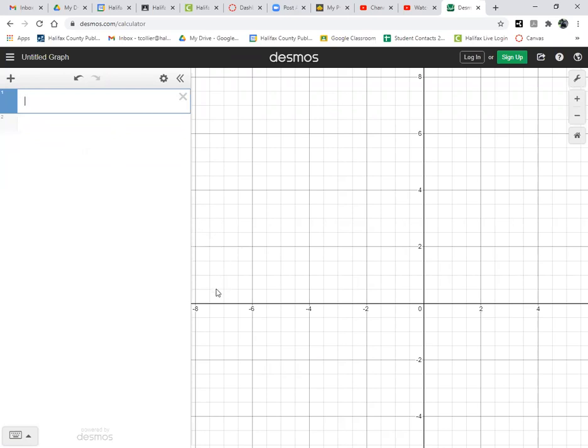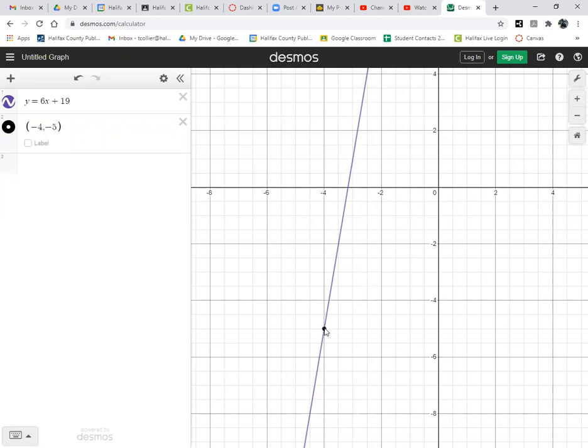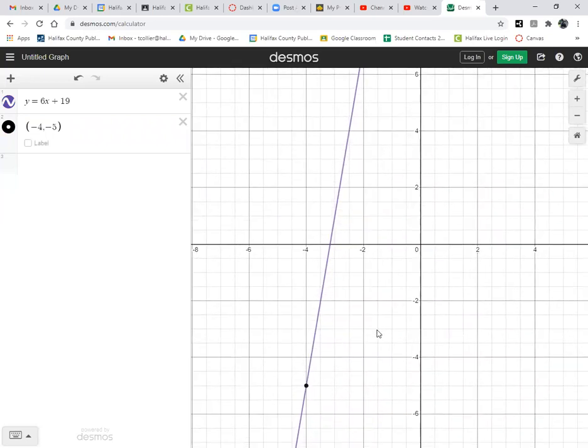So my y is going to be 6x plus 19. Okay, that's my purple line. And my point is going to be -4, -5. So -4, comma, -5. There we go. And that's going to be that black point at the bottom right here. -4, -5. And the line does go through it. So see how steep the line is? That's because my slope is a large positive number. It's going to be 6.